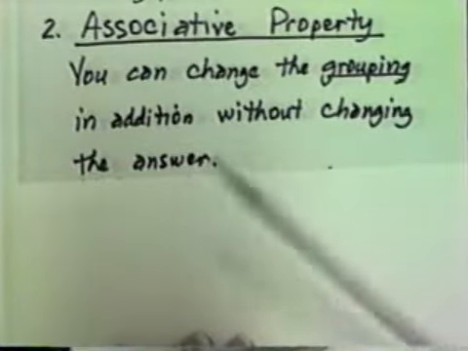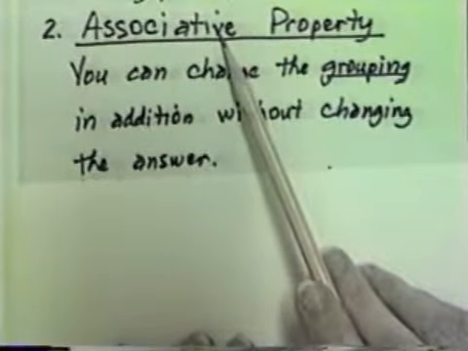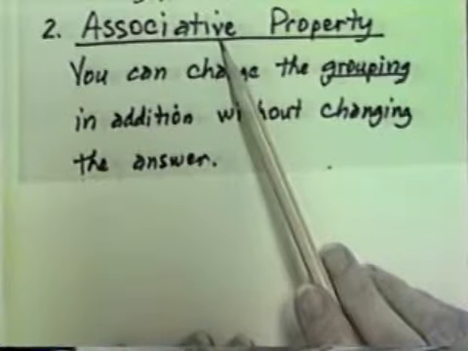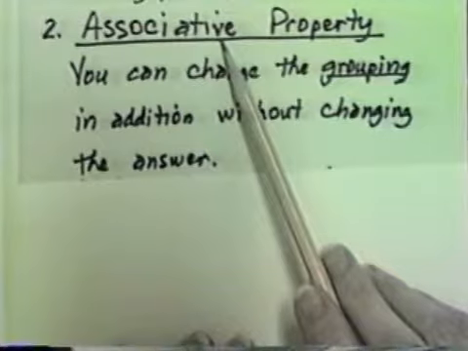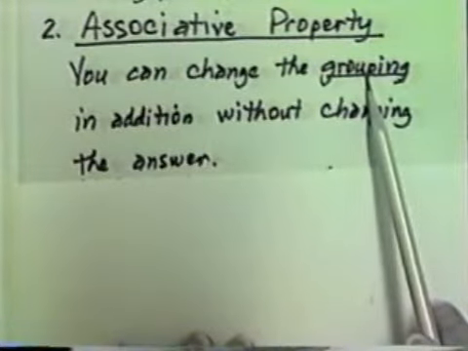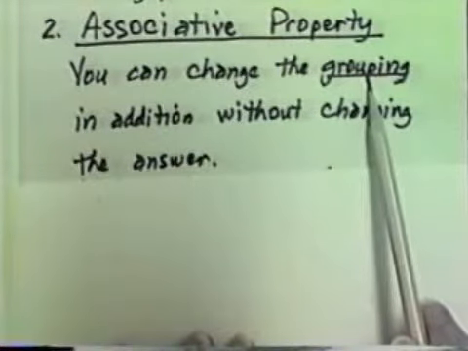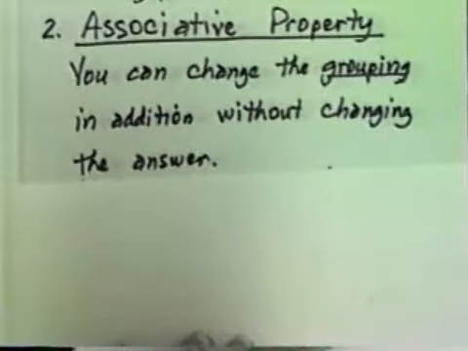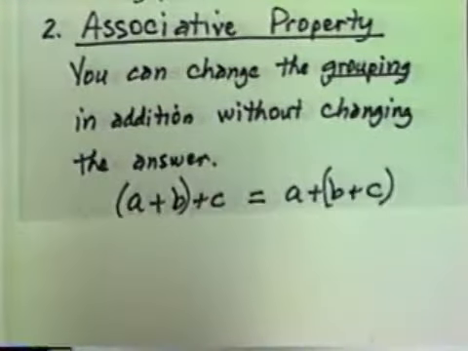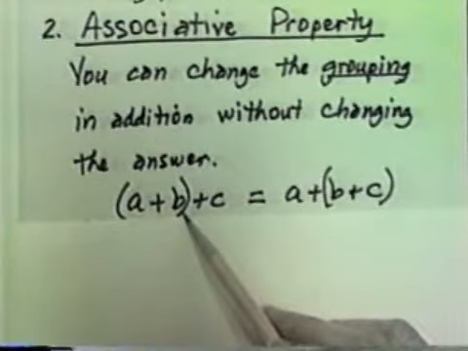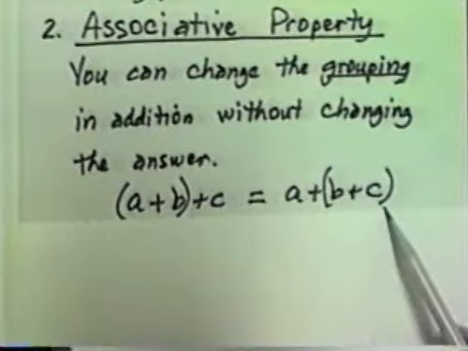We can remember this name associative by thinking about an association. I belong to the Mathematical Association of America. It is a group of mathematicians, people interested in the same kind of thing. Associative, group. You can change the grouping in addition without changing the answer. We have no need to group things unless there are more than 2 of them. So the associative property describes grouping 3 or more. A plus B plus C: we can put parentheses around the A and B so that that's done first, or we can put parentheses around the B and C so that that's done first.